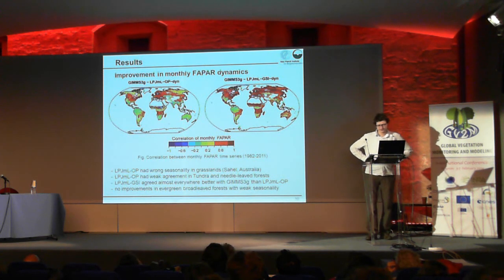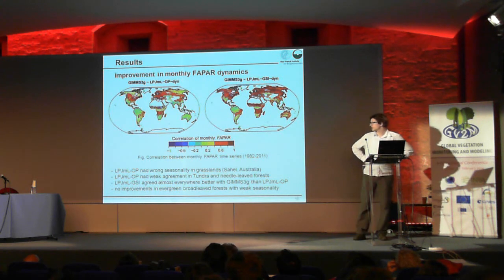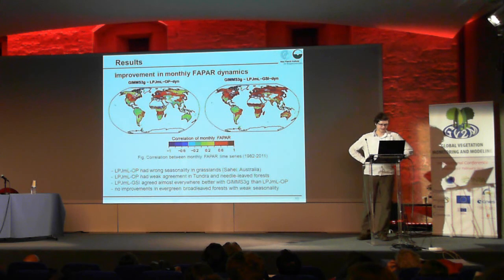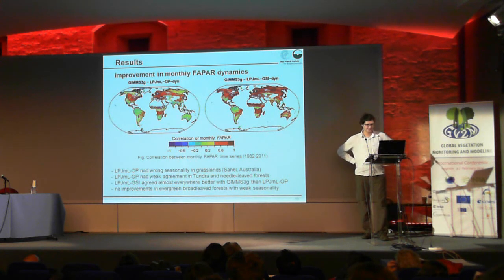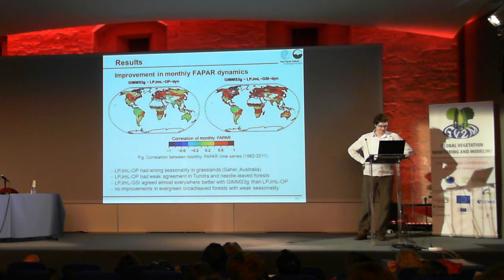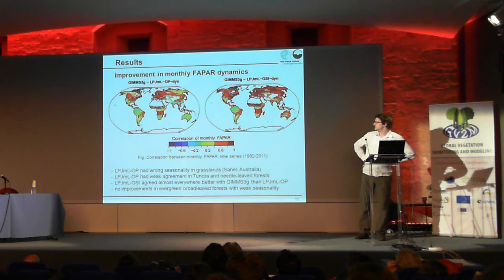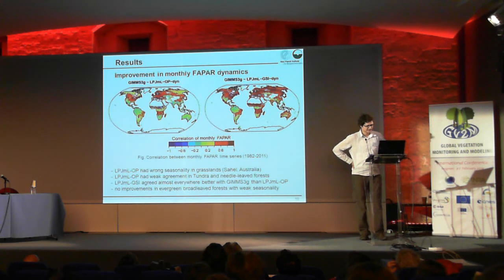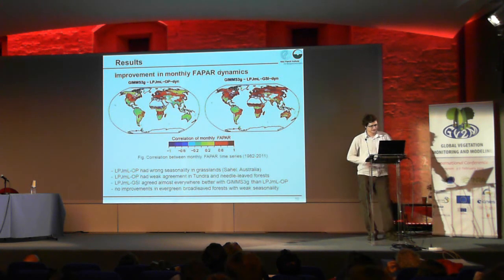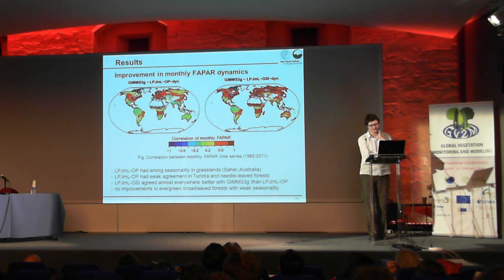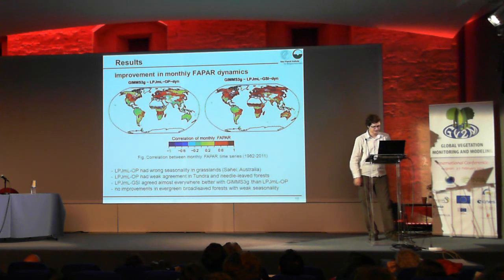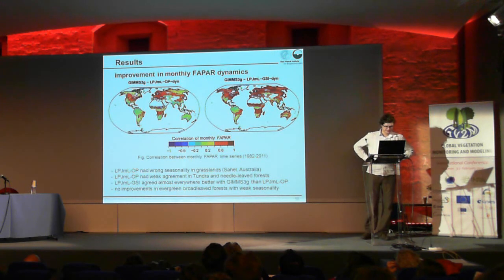These are results of the study. First of all, concerning the monthly FAPAR dynamics. You remember we've been optimizing the model using monthly FAPAR data, and you can see a very nice improvement here. On the left side, we have the correlation between the GIMMS data set and the original phenology model, and on the right side, between GIMMS and the improved growing season index-based phenology.